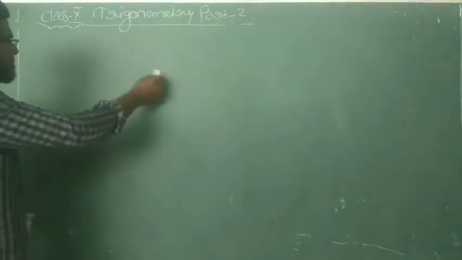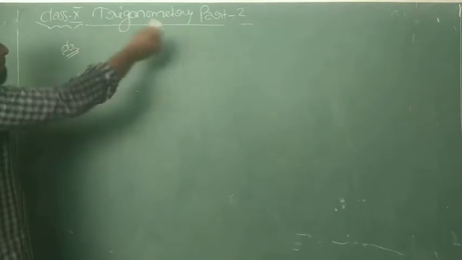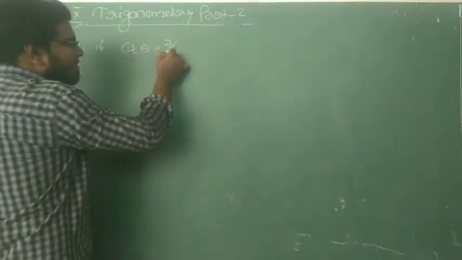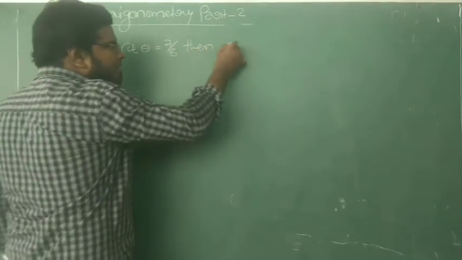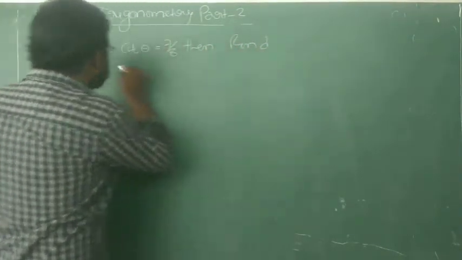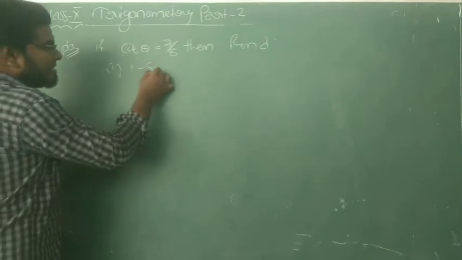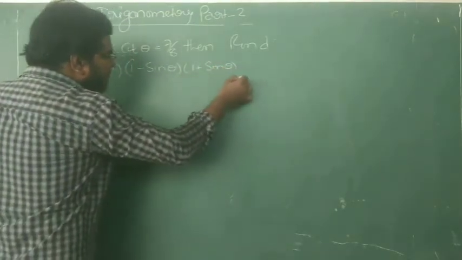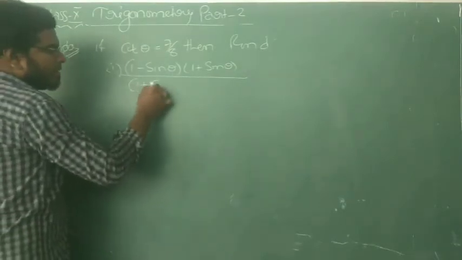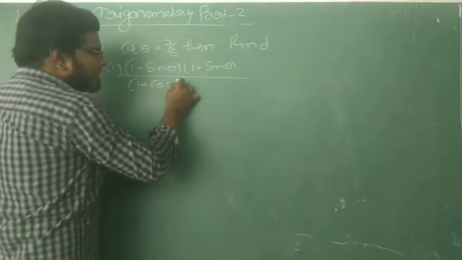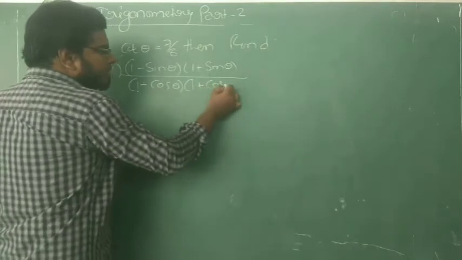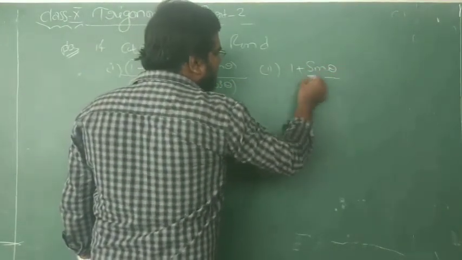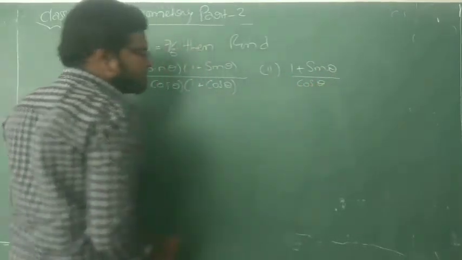Now the next problem. The problem is: if cot theta is equal to 7 by 8, then find (1 minus sin theta)(1 plus sin theta) by (1 minus cos theta)(1 plus cos theta), and the second problem, (1 plus sin theta) by cos theta. These two problems are important.